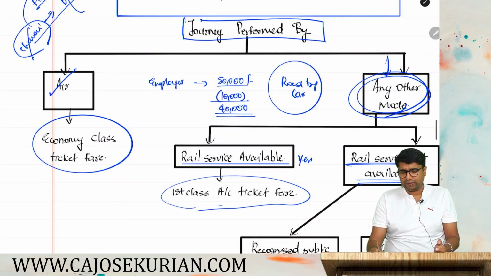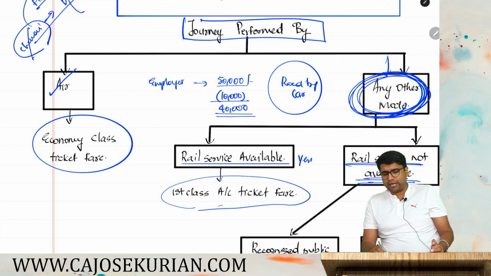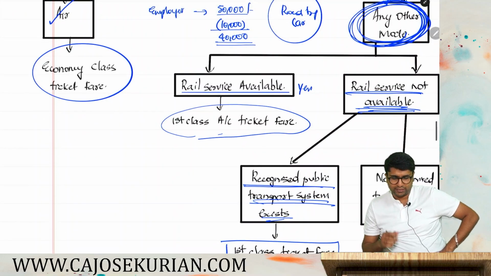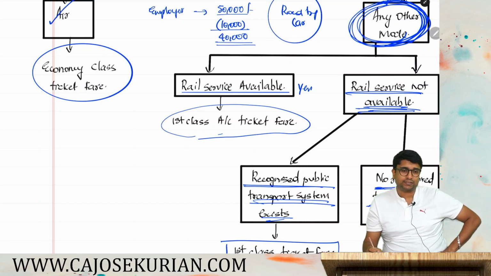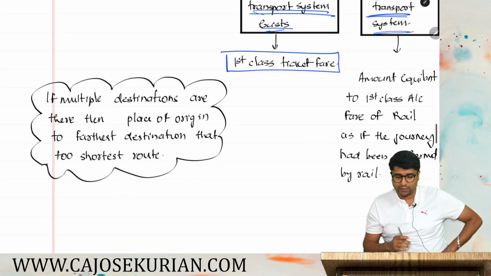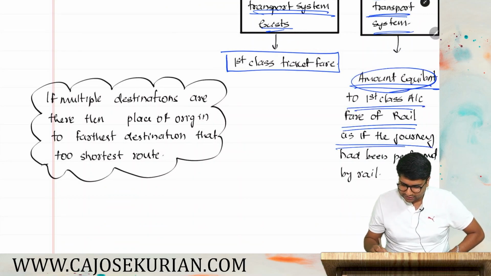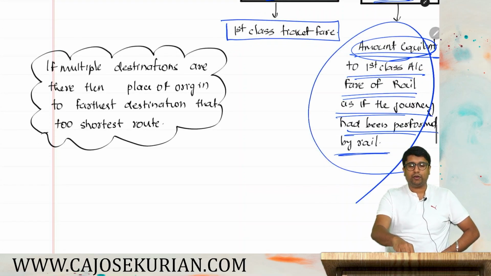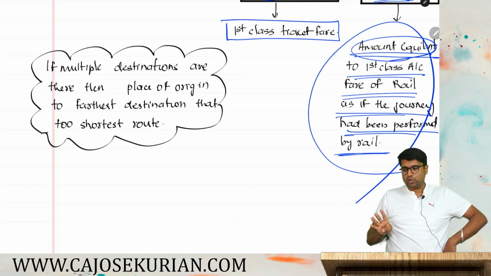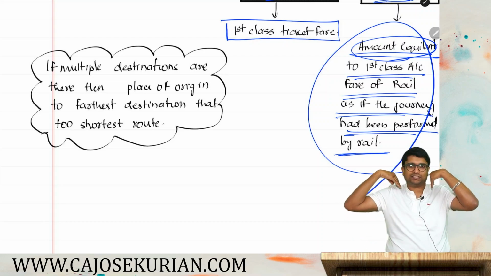And you have performed the journey in any other mode, and you don't have a rail service, the place of origin and destination is not covered by train, and there is no recognized public transport system as well. Then how much is the maximum exemption? An amount equivalent to the first class AC fare of the rail as if the journey had been performed by rail. How do you claim this? Say for example, you have performed it in a car, your place of origin and destination is not covered by rail, and there is no public transport system as well.